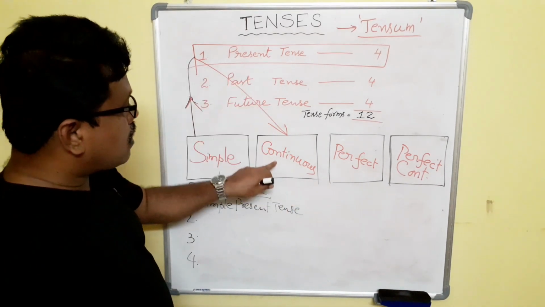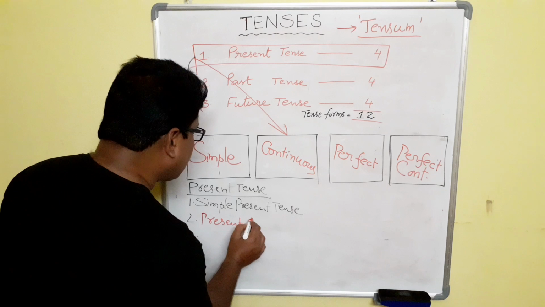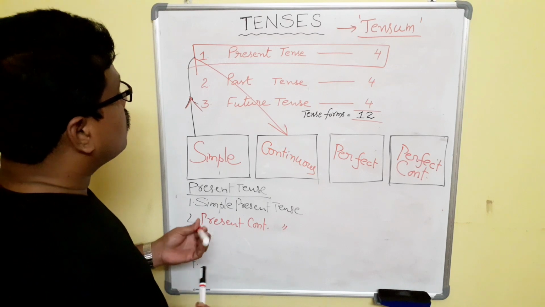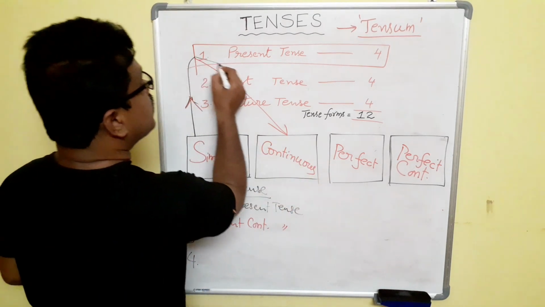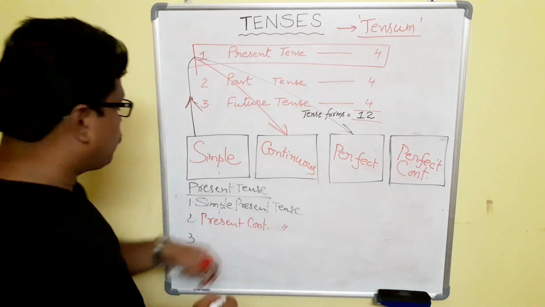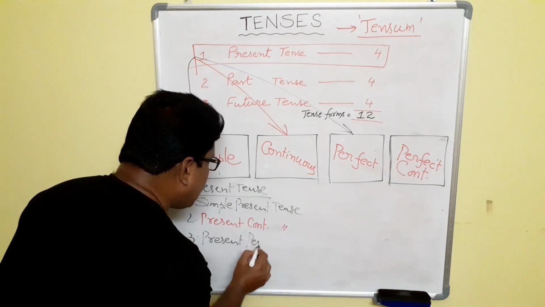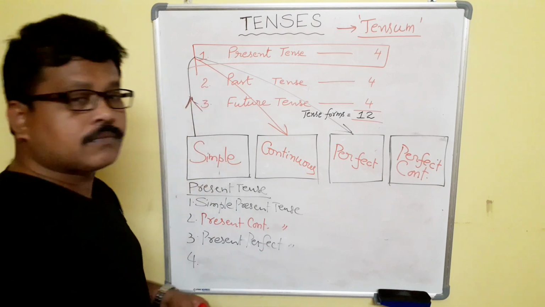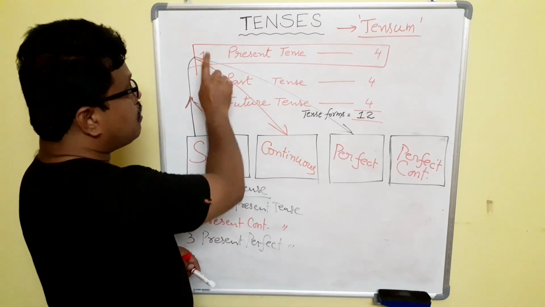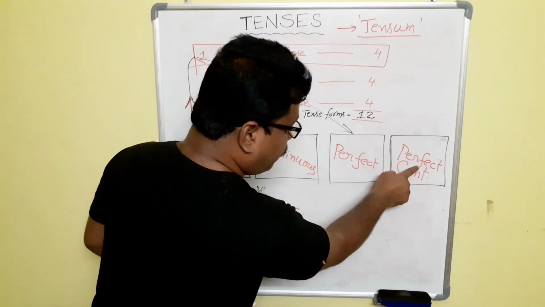So the second one is present continuous tense. Okay, again, same. Third one, from here to here. Present perfect tense. So simple present tense, present continuous tense, present perfect tense, and the last one is present perfect continuous tense.